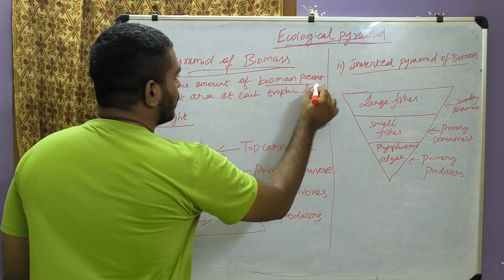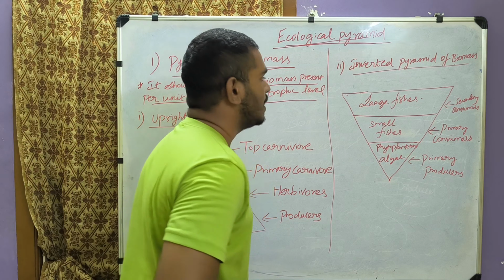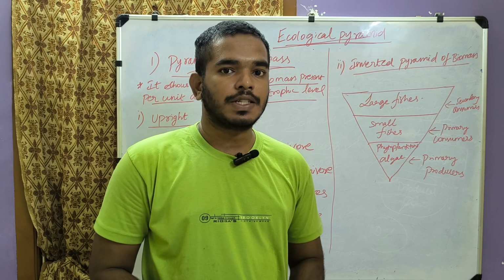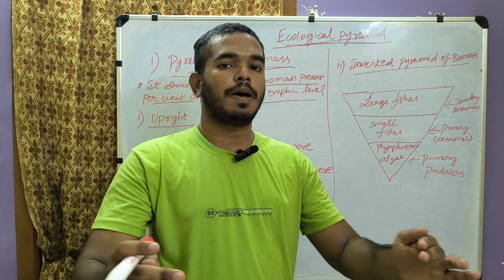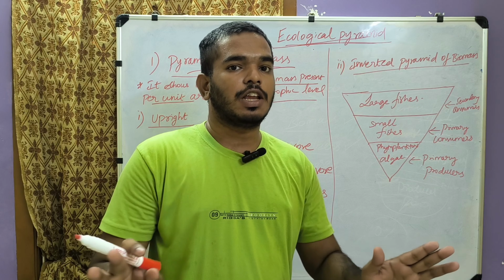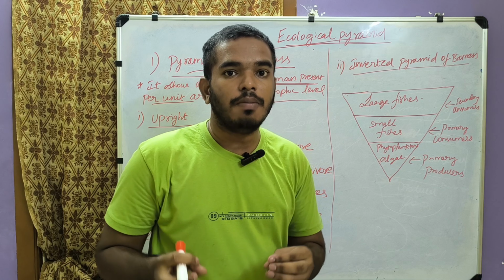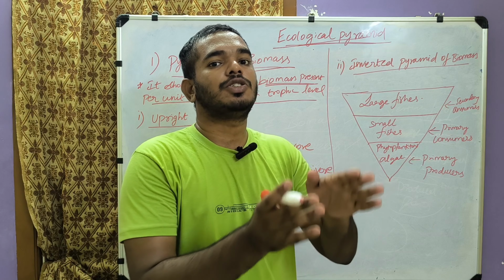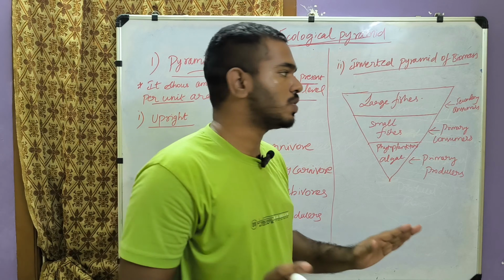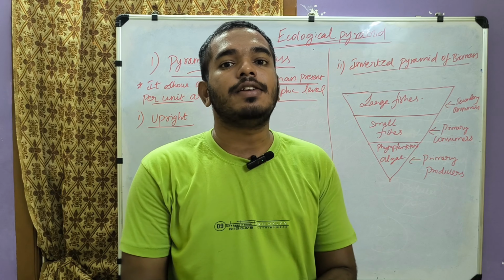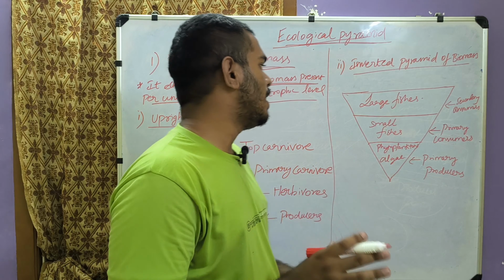It shows the amount of biomass present per unit area at each trophic level. Per unit area may be per square foot, per square meter, or per square kilometer. If you consider any area, the biomass of the organisms at each trophic level and their relationship is what is known as a pyramid of biomass. Biomass is the total weight of the organisms at one trophic level.